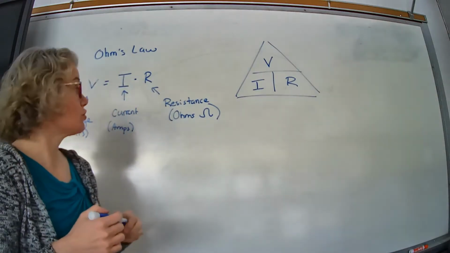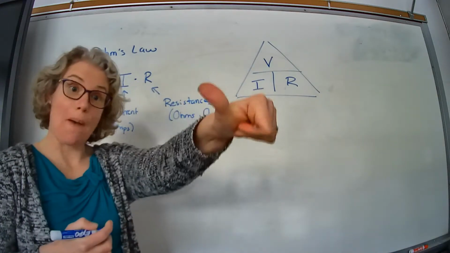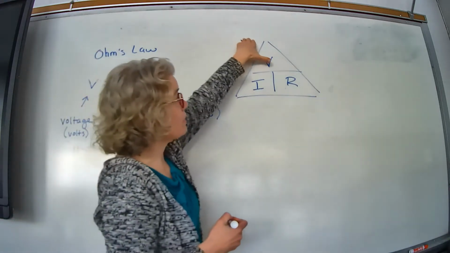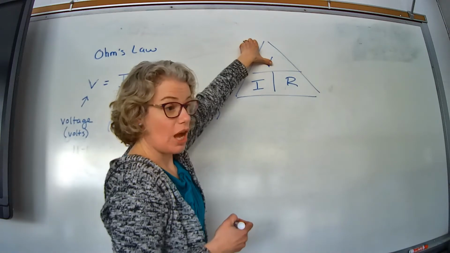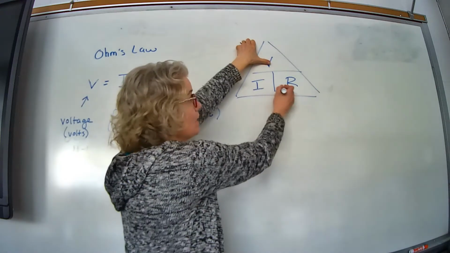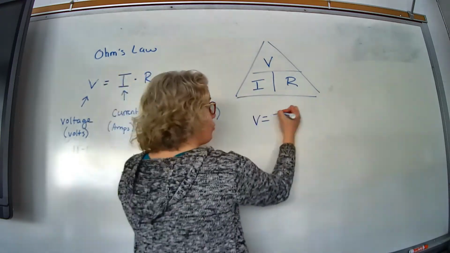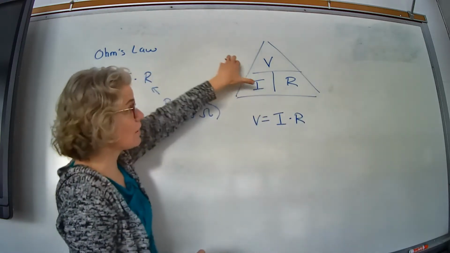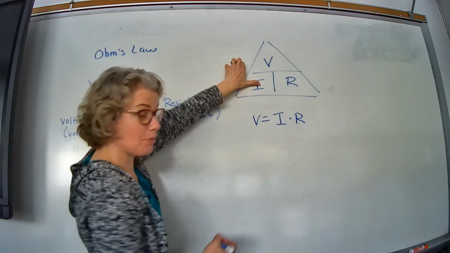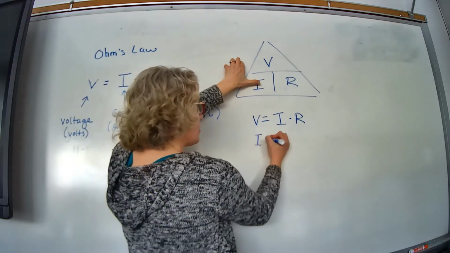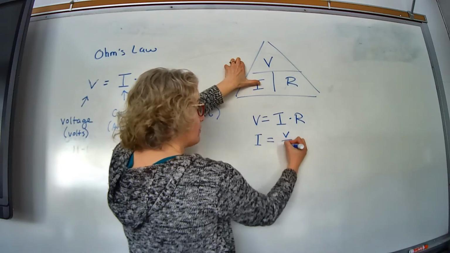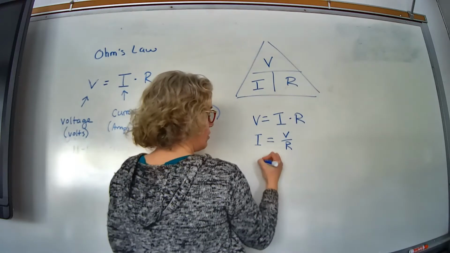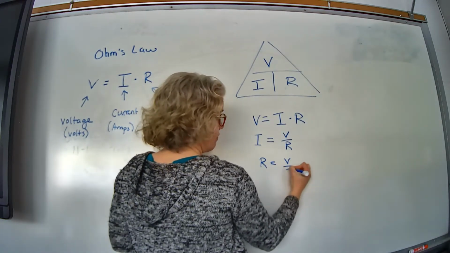And how you use this triangle is that you take your thumb and you cover up the value I want to find. So if I wanted to find voltage, I would take current times resistance. Voltage equals current times resistance. If I wanted to find current, I would cover that up with my finger, and it tells me that current equals voltage divided by resistance. And if I wanted to find resistance, resistance equals voltage divided by current.